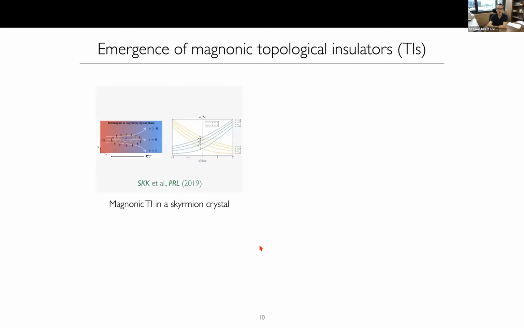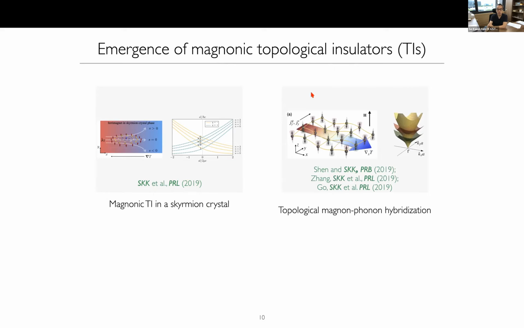So this honeycomb ferromagnet example was the beginning of the discoveries of magnonic topological insulators. There are other magnonic topological insulators that can be found in nature. For example, in this 2019 PRL, we showed that if you have a Kagome crystal in magnetic systems, then magnons should exhibit topological phases in that Kagome crystal phase. So this magnonic TI in a Kagome crystal is one type of magnonic topological insulators that can be found in magnets.